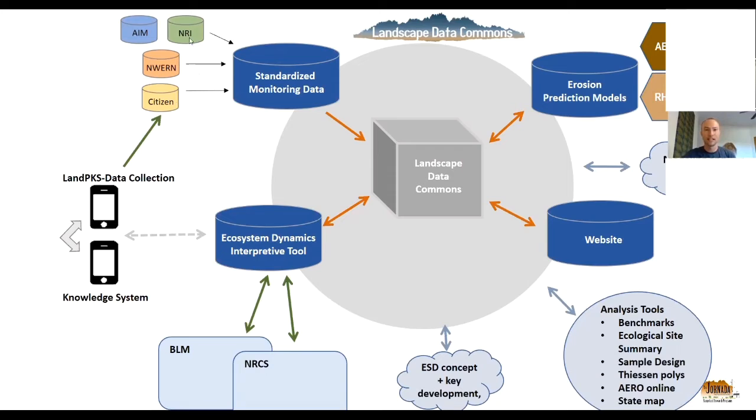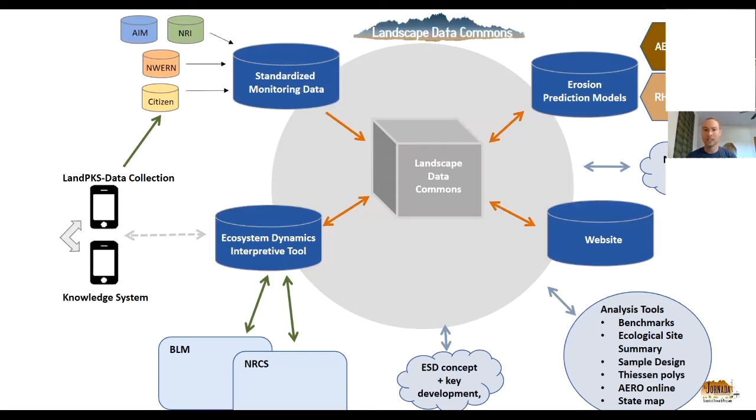Starting in the top left, we have our large standard monitoring data sets like the BLM AIM monitoring program, the NRCS's National Resources Inventory, NRI, the Wind Erosion Network, and various other projects that implement core methods like our DIRT project on the Jornada, other ARS units with USGS, as well as data collected by the general public.